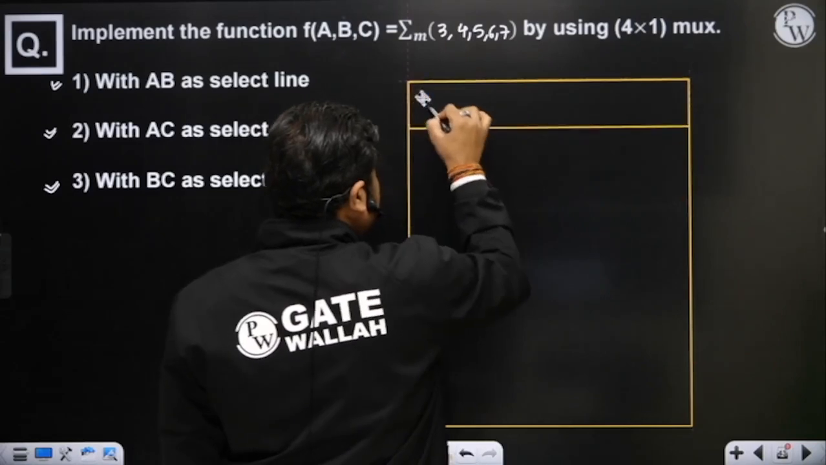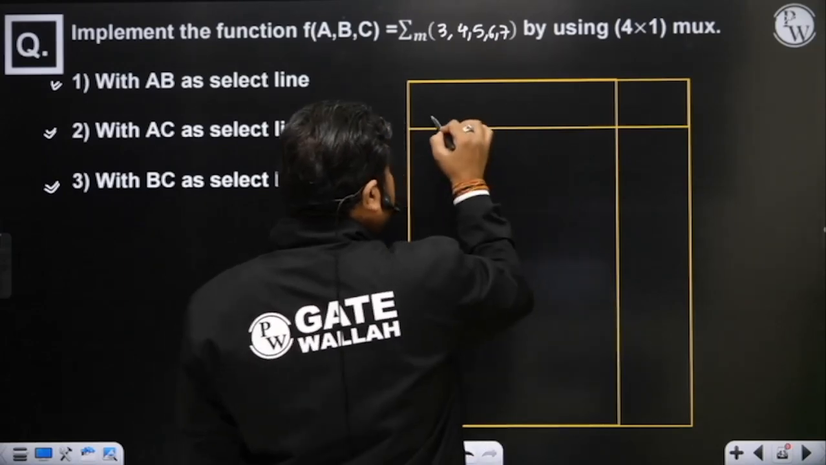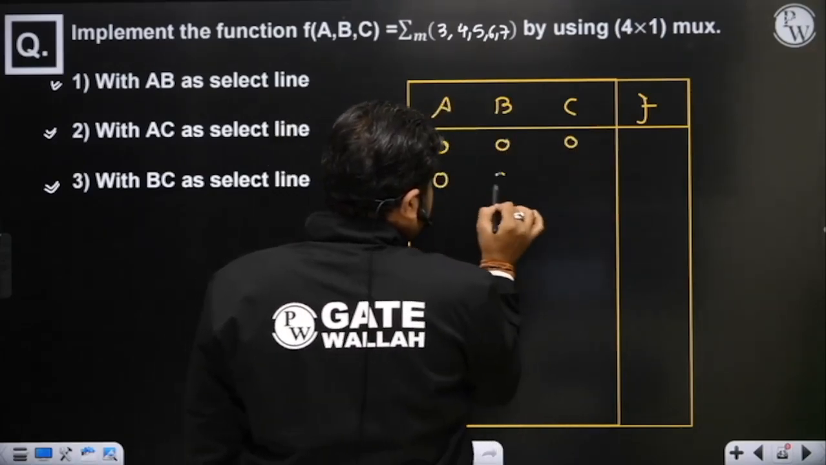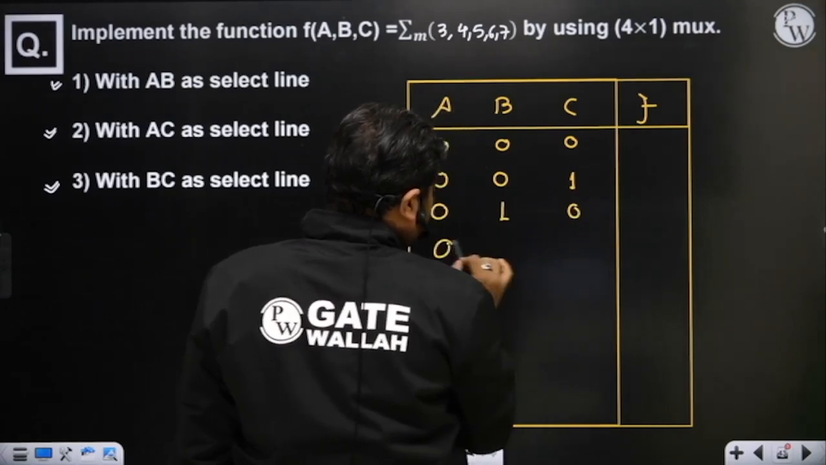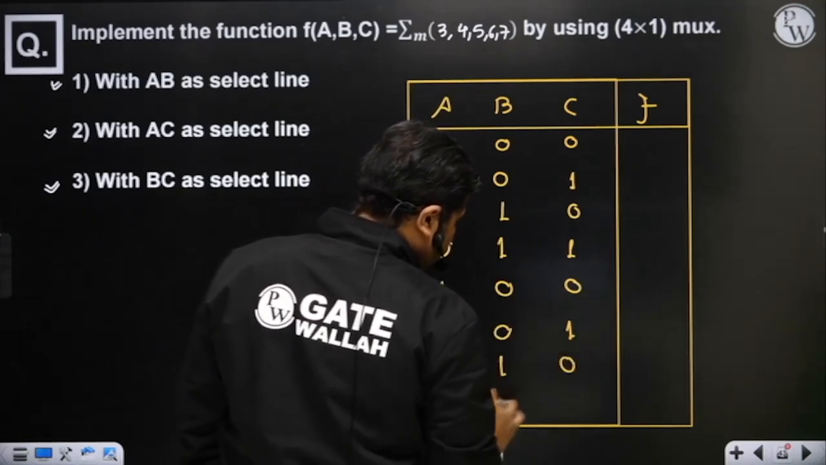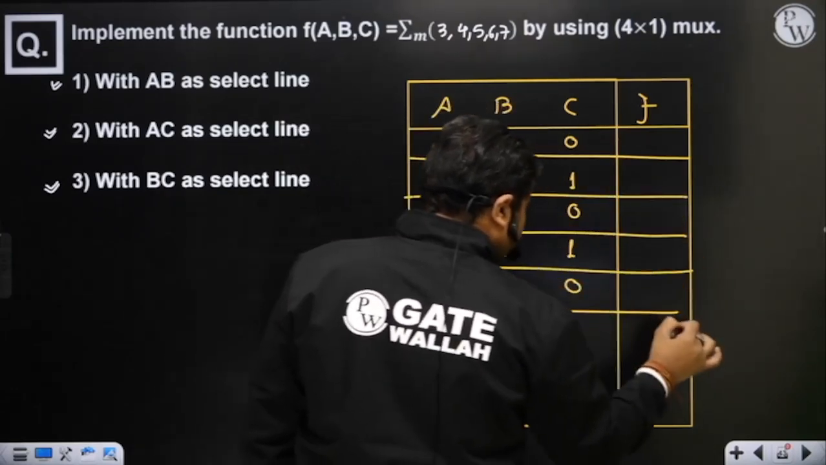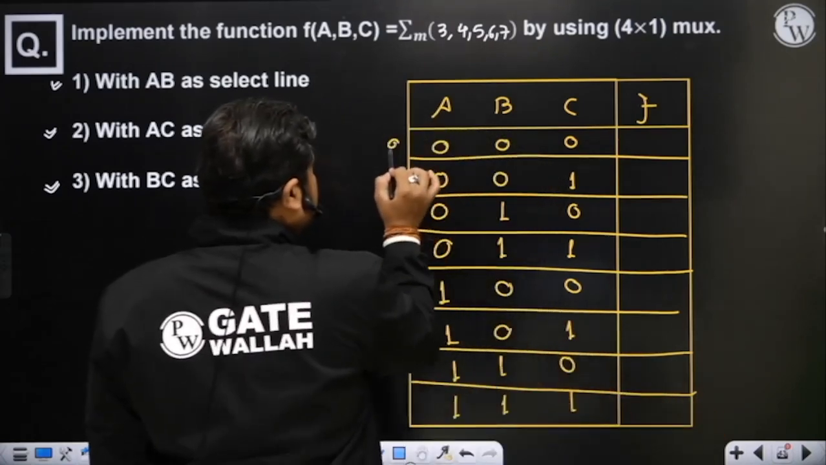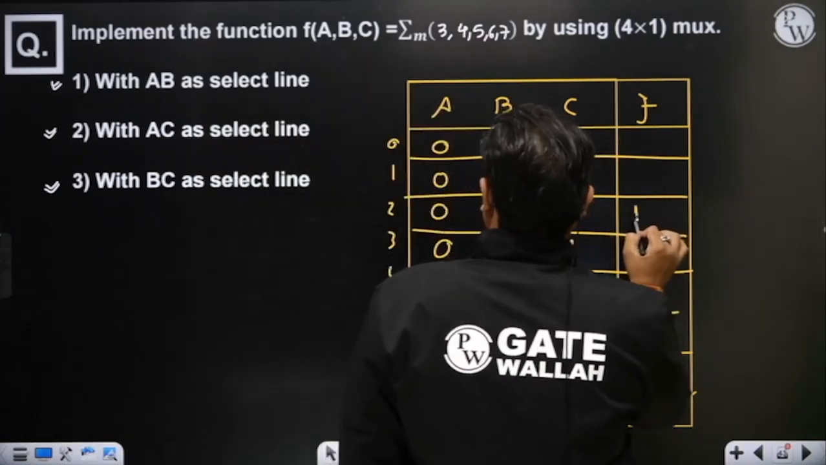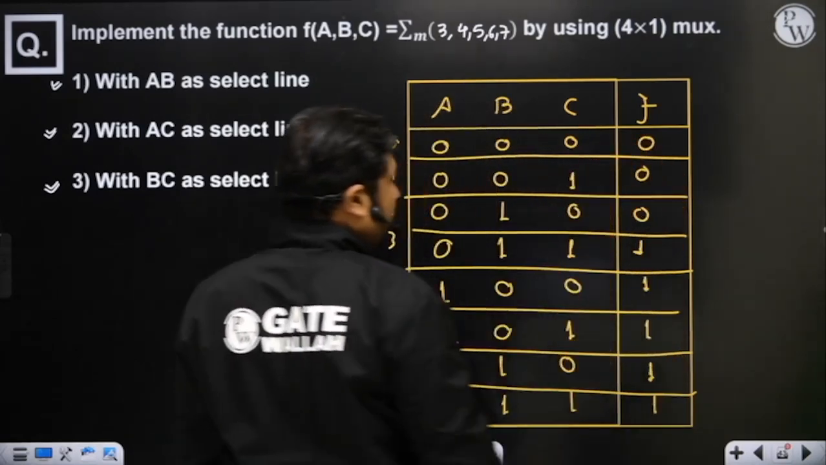In order to understand the numbering, I am going to show you the truth table with A, B, C and output function F. So we have 000, 001, 010, 011, 100, 101, 110 and 111. Yes, sir. We are getting output high on the binary conditions 3, 4, 5, 6, 7. Yes, sir. Great, sir.